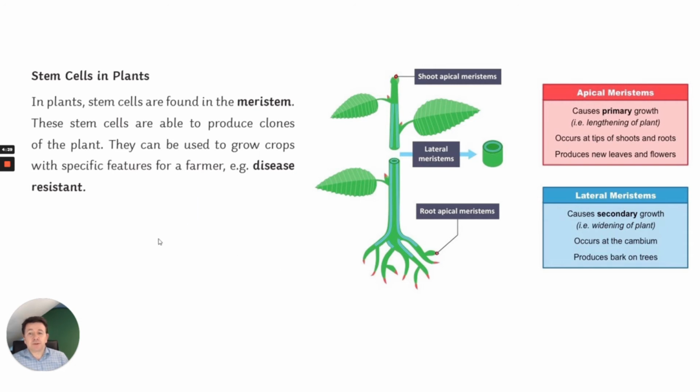So they're able to produce clones of the plant. They can be used to grow crops with specific features for a farmer. So for example, disease resistance. So you could then develop a plant with disease resistance, then clone that plant through taking cuttings or doing something called tissue culture.